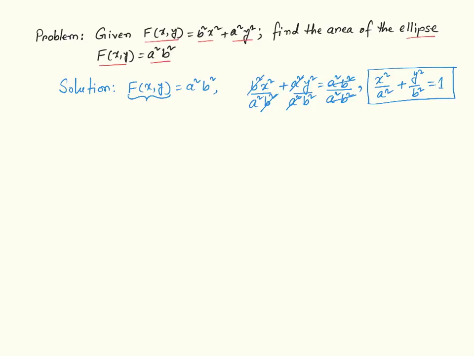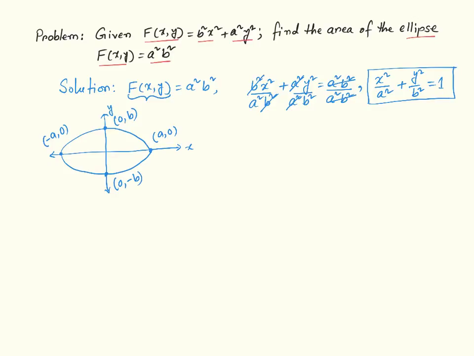This standard form actually gives us a view of the ellipse, how it looks. And this is how it looks. If we sketch it, this is what we are going to get. Note some critical points here. So this point, the x-intercept, is at a comma 0. This point is going to be negative a comma 0. This point is going to be 0 comma b, and this point is going to be 0 comma negative b.